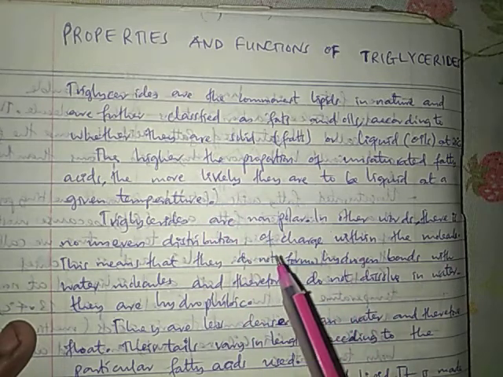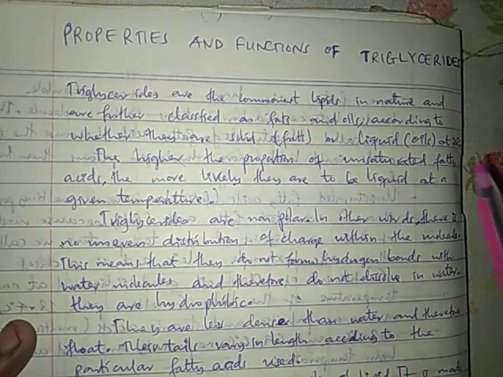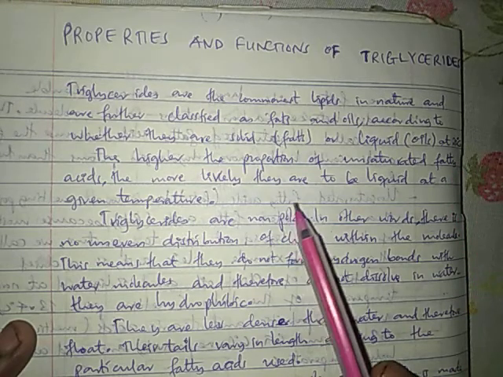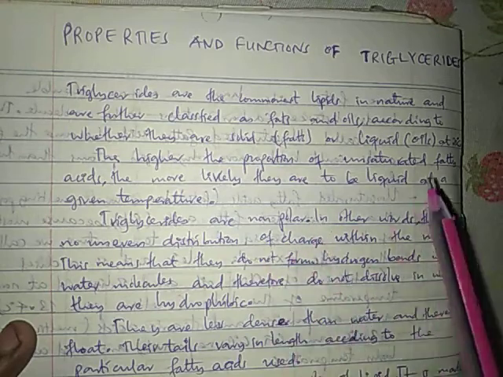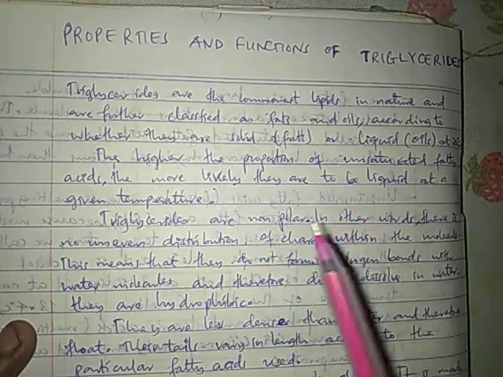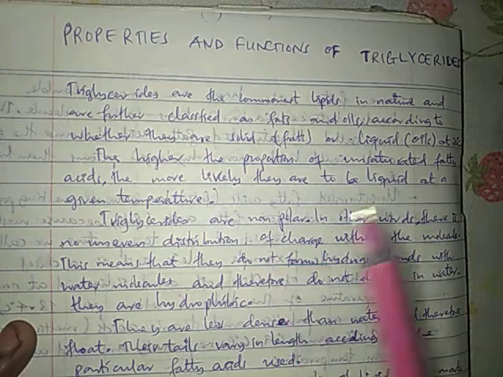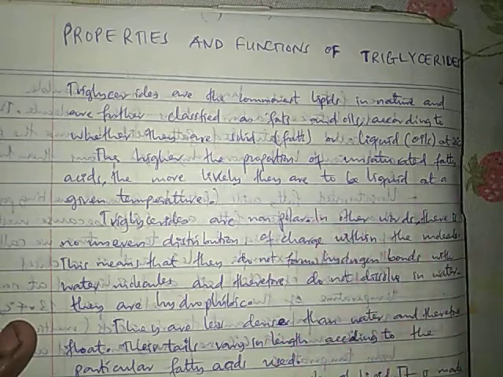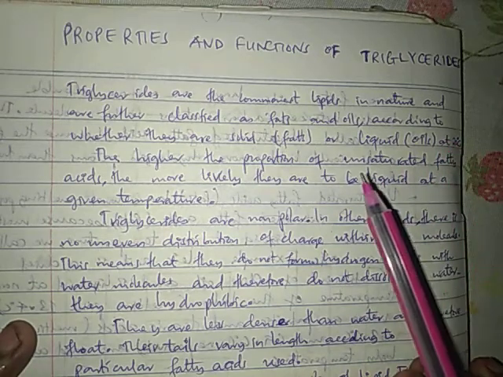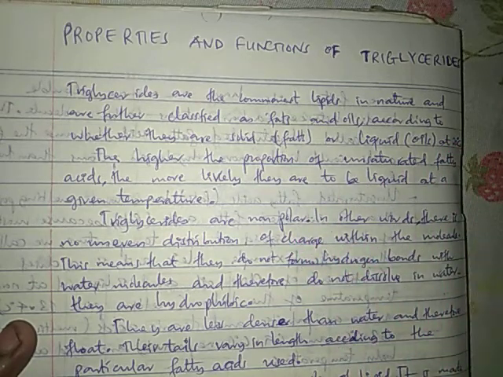Kama tulivyosema in previous video kwamba unsaturated fatty acids, they have low boiling and melting point, so they melt at lower temperature, kama ambavyo tumeona kwamba for example oleic acid ina melt at 13.9 degrees centigrade, while some of the saturated fatty acids such as palmitic acid ina melt at 63 degrees centigrade. So that's why palmitic acid at room temperature exists as solid, while oleic acid at room temperature exists as liquid.